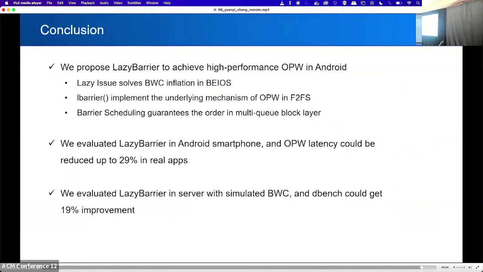In this work, we focus on the basic storage order problem in computer system, and we propose Lazy Barrier to address it. The experimental results show that Lazy Barrier reduces the OPW latency in Android apps and improves I/O throughput in dbench. Thank you.